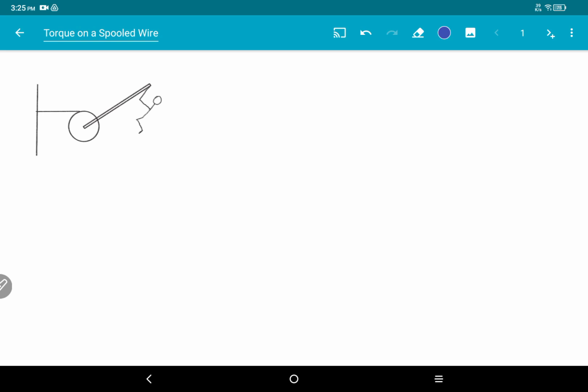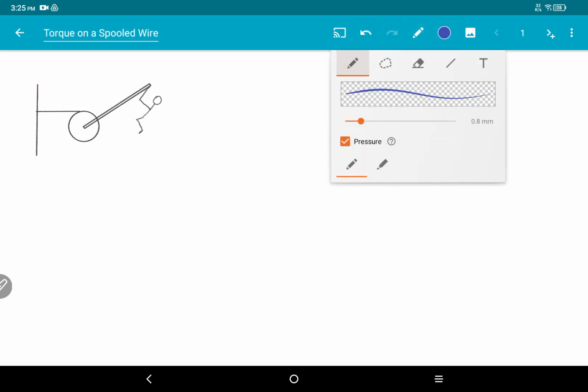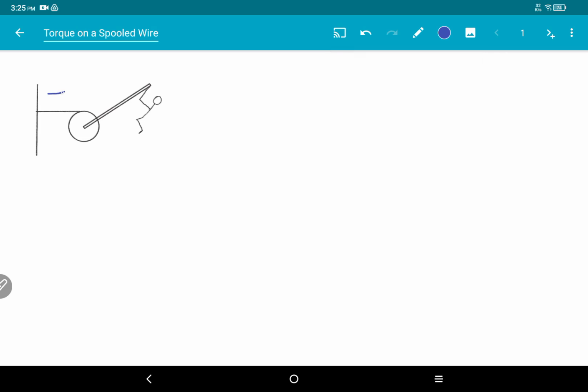Today we're going to be talking about torque on a spooled wire. There's a bar that this person can do pull-ups on, and let's tackle it. So let's say that we have a tension on this wire. This spool is adjustable to adjust for people's heights and preference.